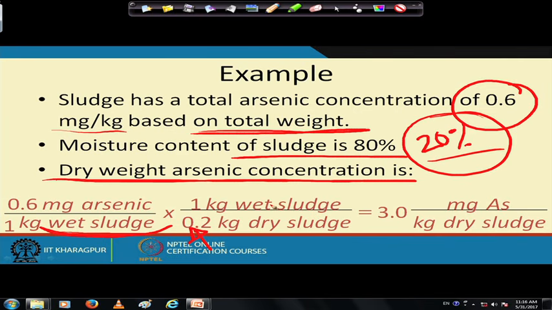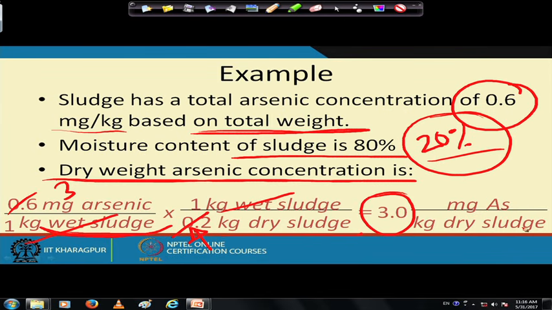If you do this, the wet sludge units cancel out. What is left is 0.6 milligram of arsenic per 0.2 kg of dry sludge. Dividing 0.6 by 0.2, you get 3. So here you get 3 milligram of arsenic per kg of dry sludge.